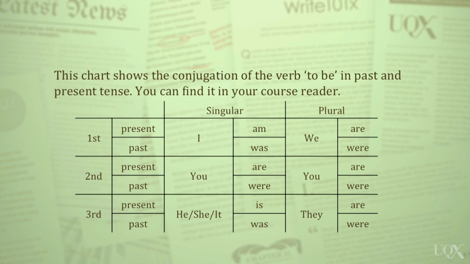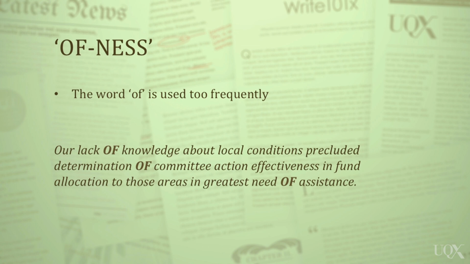We'll look at the tense of verbs next week, but the following table will help you to see the parts of the verb to be in present and past tense. Avoid ofness. This occurs when the word of is used too frequently. For example, our lack of knowledge about local conditions precluded determination of committee action effectiveness in fund allocation to those areas in greatest need of assistance.